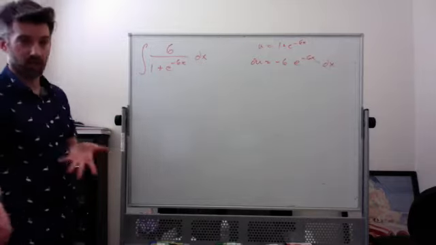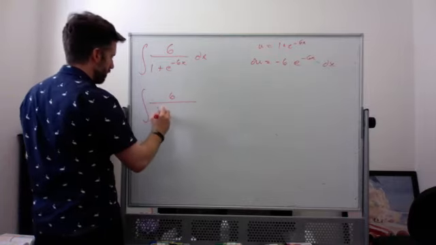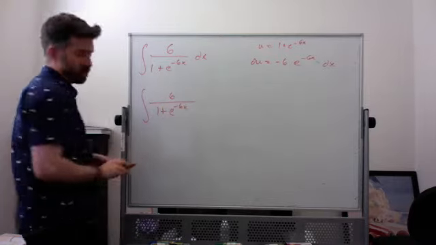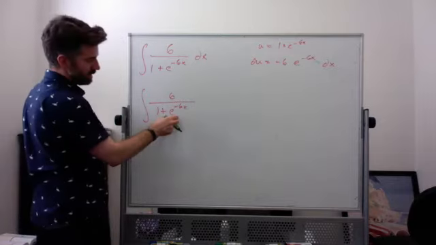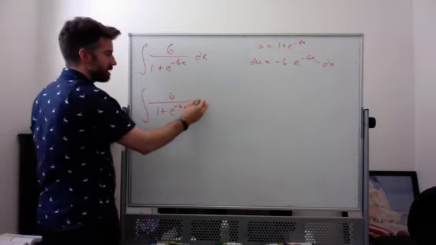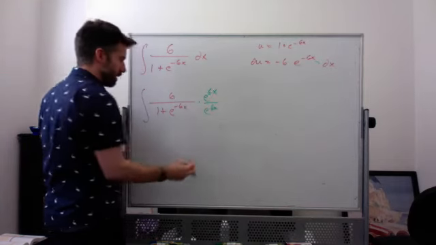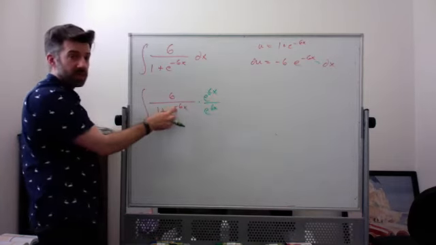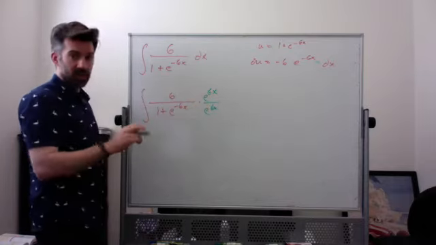So here you are. We're going to see how you do something like this. The thing you're going to do is multiply by essentially e to the opposite power of this. So if this is e to the negative 6x, I'm going to multiply by e to the 6x over e to the 6x. If this was e to the positive 6x, I would multiply by e to the negative 6x over e to the negative 6x, whatever the opposite sign is.